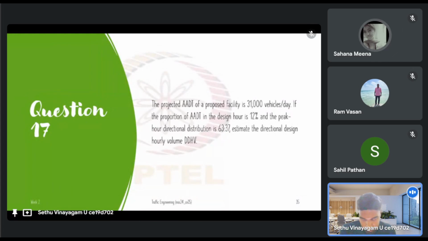Okay, so the next question: the projected AADT of a proposed facility is 31,000 vehicles per day. If the proportion of AADT in the design hour is 12% and the peak hour directional distribution is 63 is to 37, estimate the directional design hourly volume, DDHV. Just exactly based on what we did in the previous question. We have AADT, we have the D, we have the K as well. You want to use these and find the DDHV.